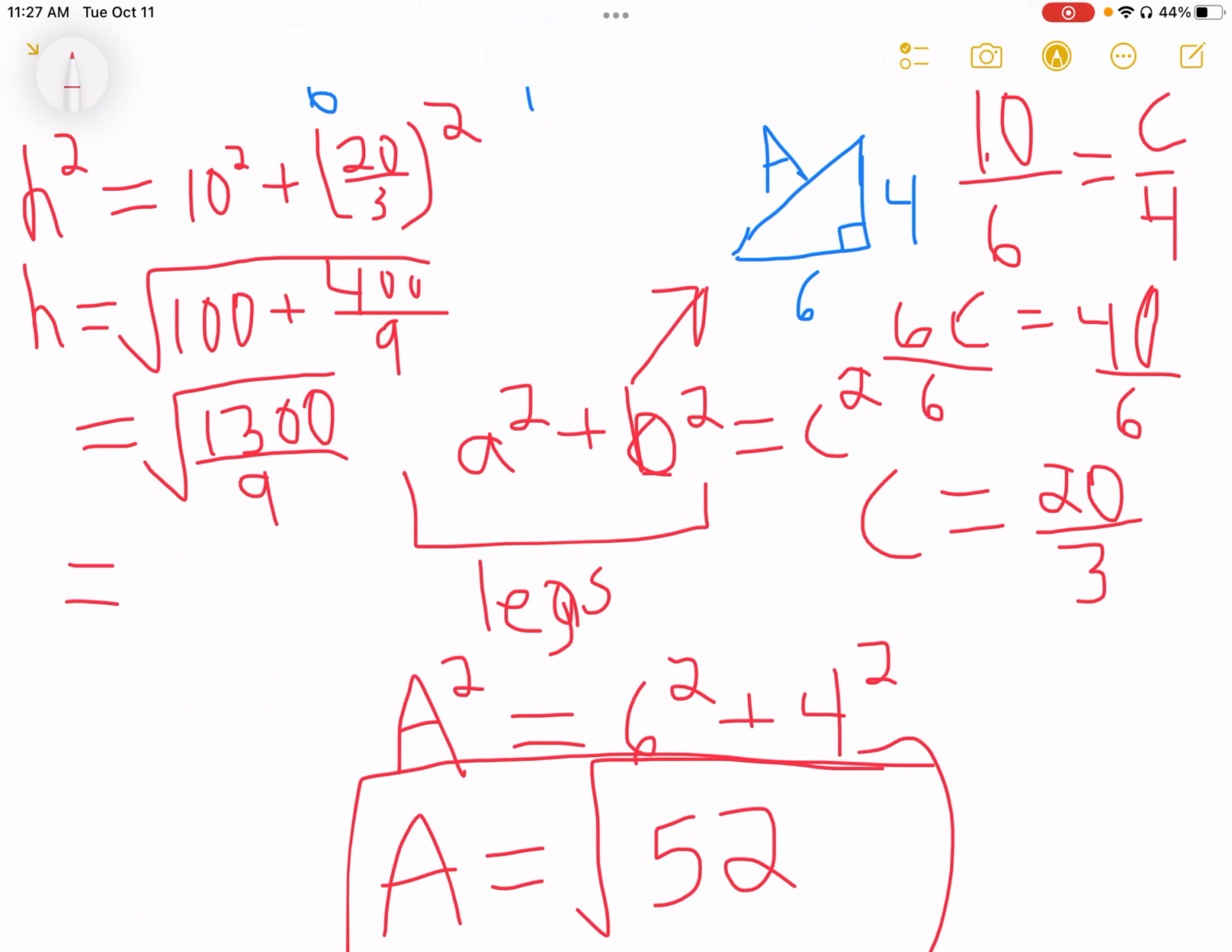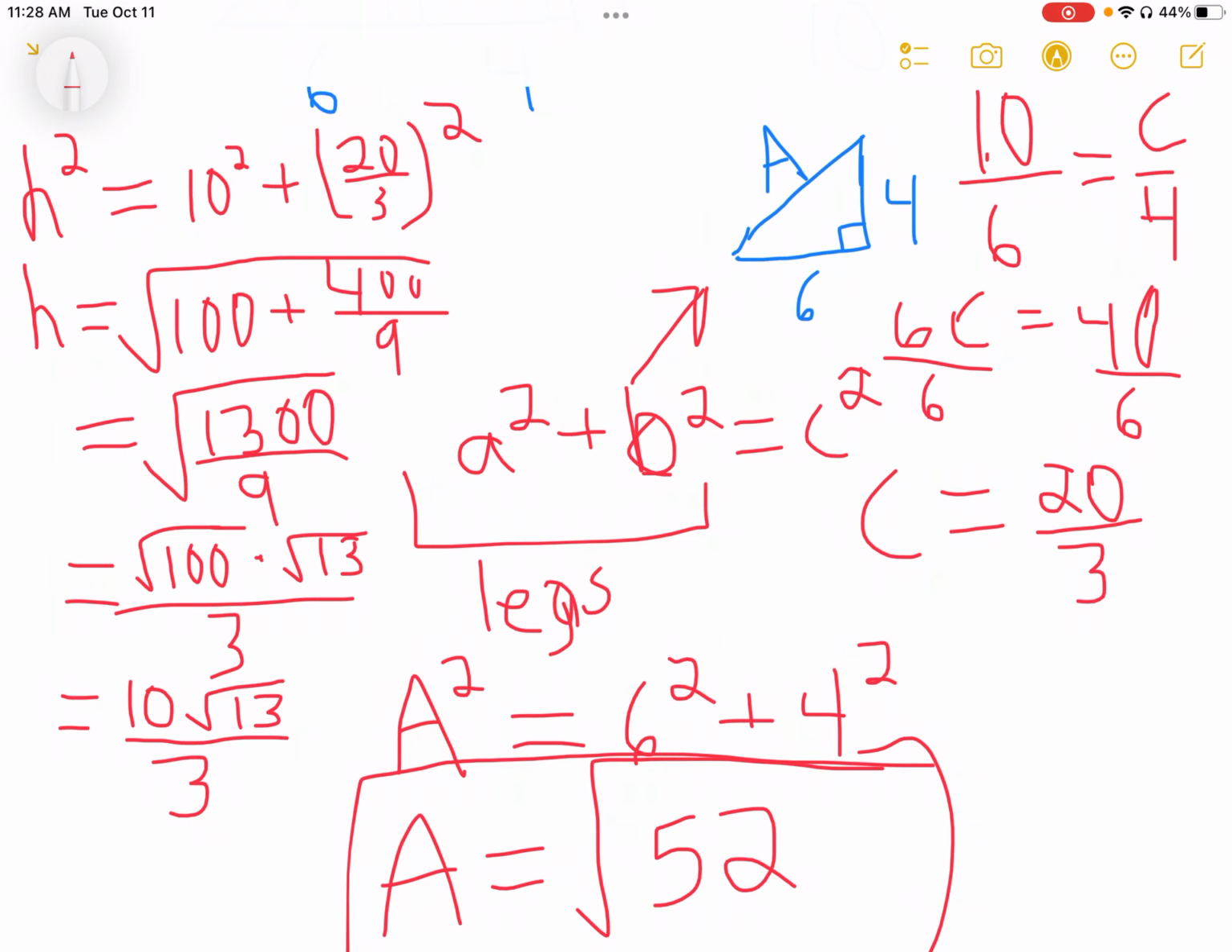Right? Then if I simplify this, then the bottom will become 3, right? Because the square root of 9 is 3. And then the top here, I could say that this is 100, or the square root of 100, multiplied by the square root of 13. Okay? And then simplify that even further, and I can say that's 10 square root of 13 over 3.